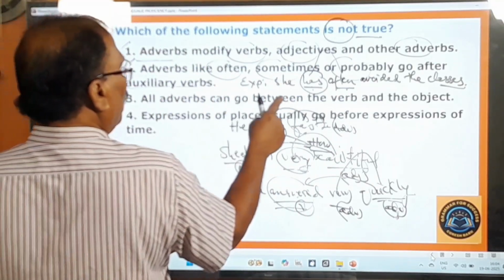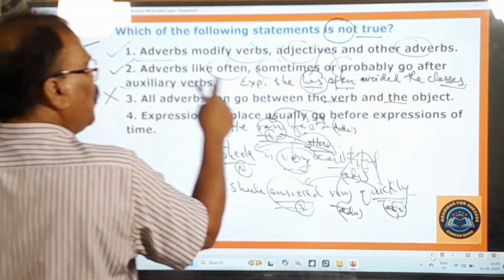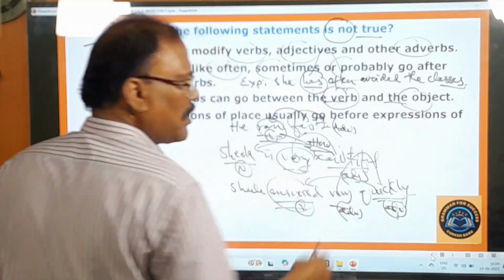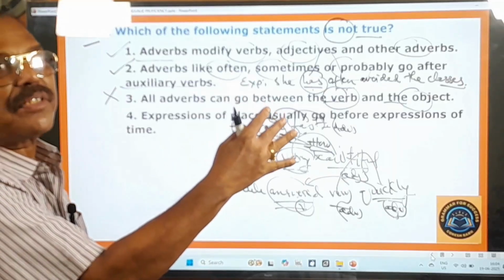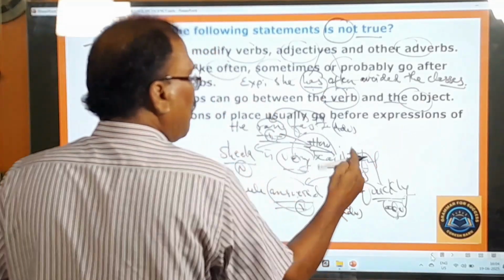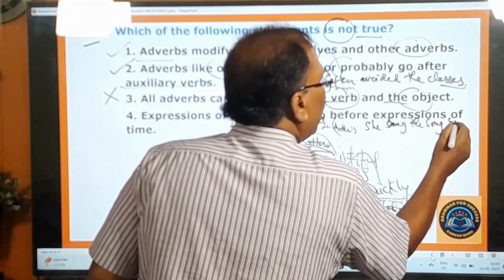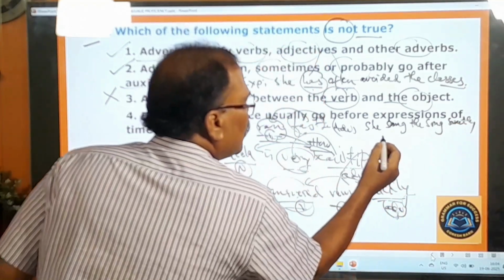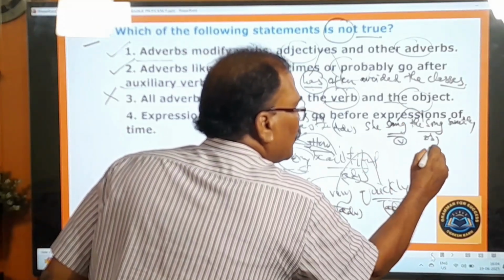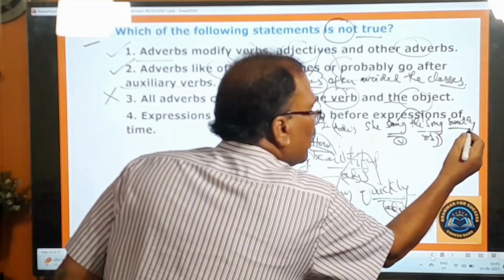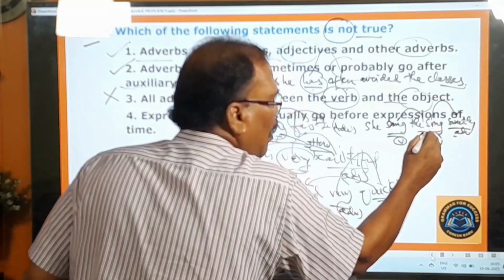All adverbs can go between the verb and the object. So this is only not the right one, because adverbs don't go between the verb and the object. Because adverbs always go after the object, not between the verb and object. For example, she sang the song sweetly. See, she sang, this is a verb. She sang what? The song is an object. She sang the song. How? Sweetly. So this sweetly is an adverb. It is occurring after the object.